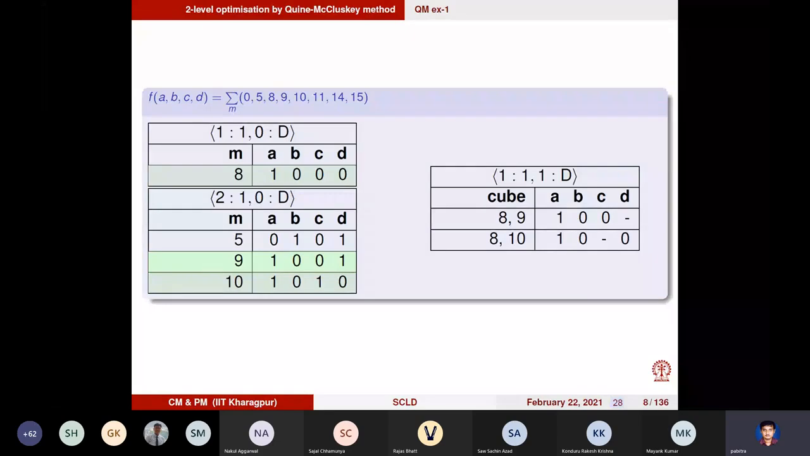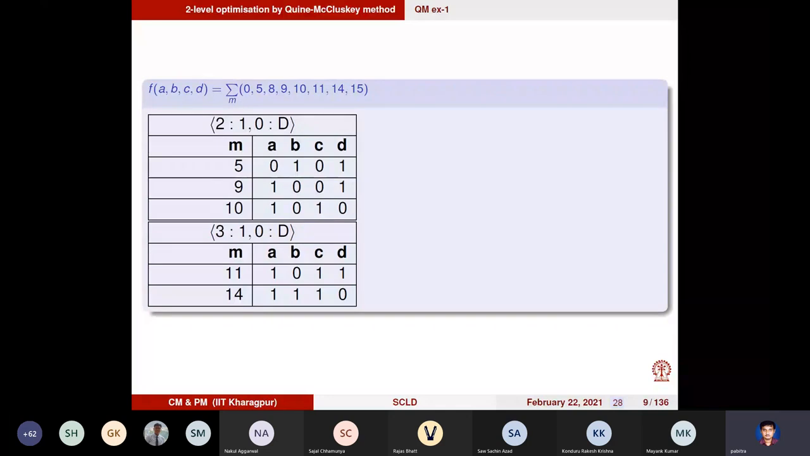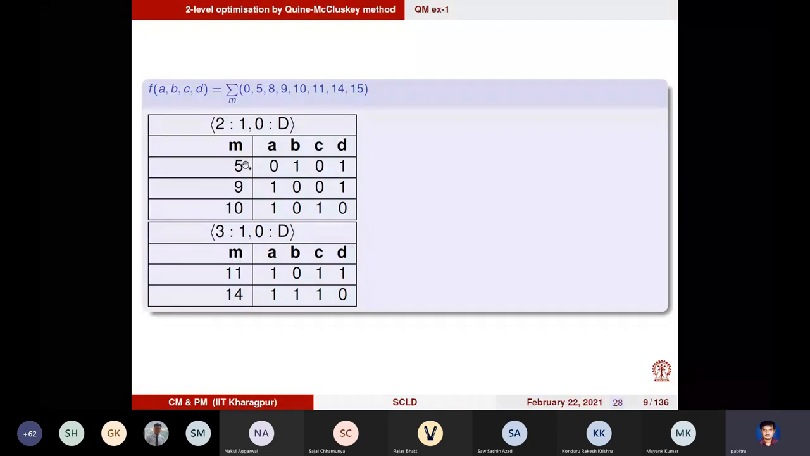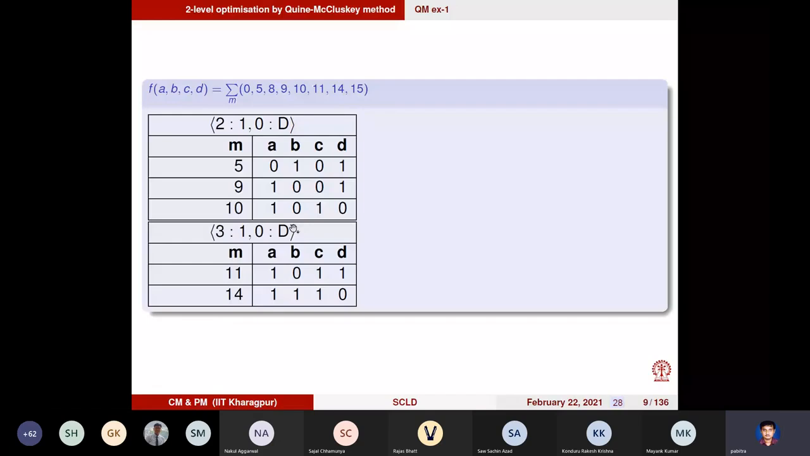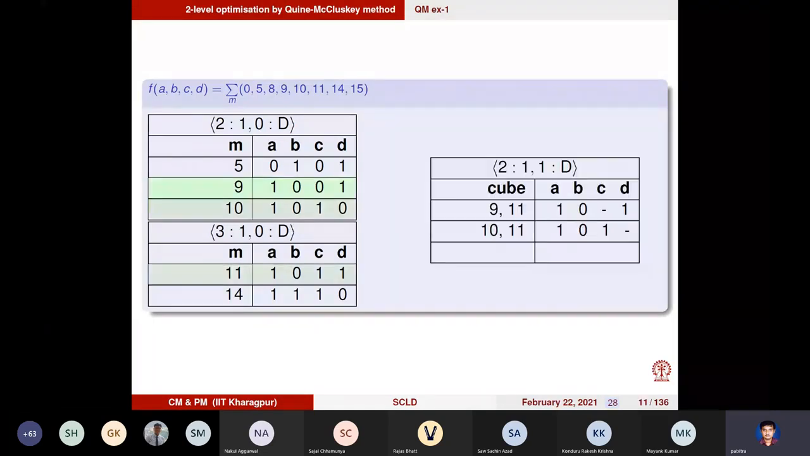Now look at the next group, that is the 2 index group and the 3 index group. In the 2 index group I have 5, 9, and 10. In the 3 index group, 11 and 14. So let's see, these are the ones I can combine. I can combine 9 and 11, and I can combine 10 and 11 to get 2 dashes. Oh, sorry, 1 dash still. And these are 1 0 dash 1 and 1 0 1 dash. These are the cubes that I get.